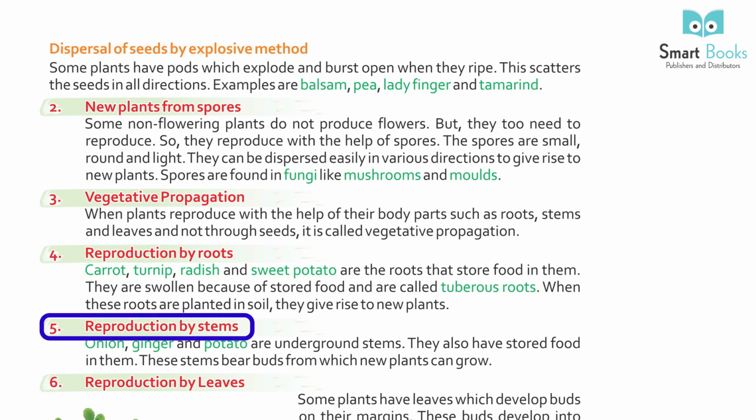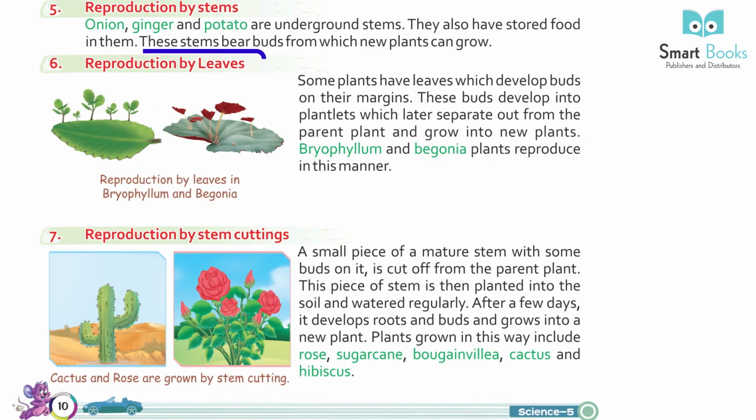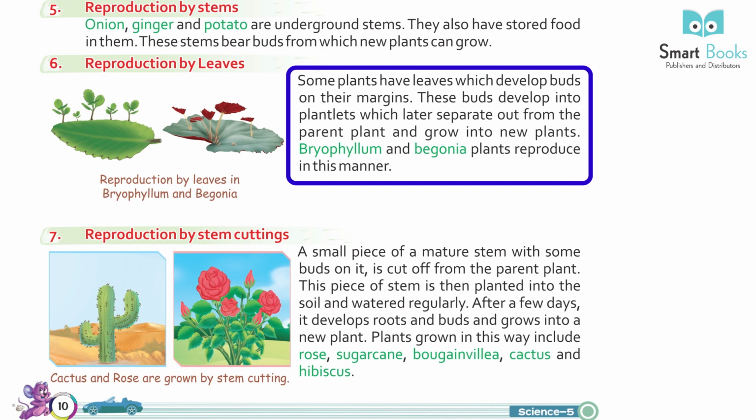4. Reproduction by stems. Onion, ginger and potato are underground stems. They also have stored food in them. These stems bear buds from which new plants can grow. 5. Reproduction by leaves. Some plants have leaves which develop buds on their margins. These buds develop into plantlets which later separate out from the parent plant and grow into new plants. Bryophyllum and begonia plants reproduce in this manner.